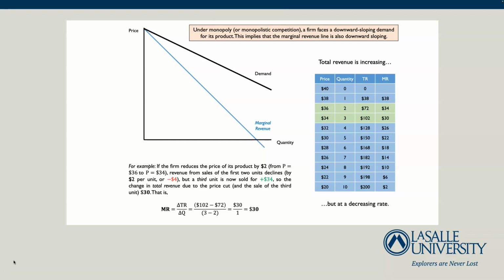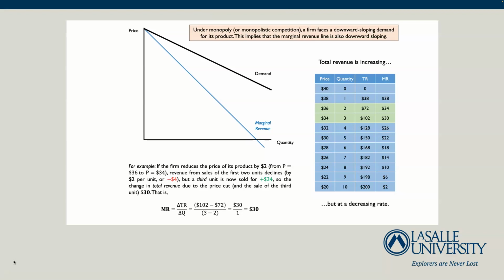But under monopoly, you take the entire market demand as given, and you also face a downward sloping marginal revenue line. Let's see why that's the case. If you charge a price of $40, where the demand curve intersects the vertical price axis, quantity demanded will be zero, and therefore total revenue will be zero. But lowering the price just a little bit from $40 to $38 per unit leads to the first unit sale, and that adds $38 in total revenue to the company.